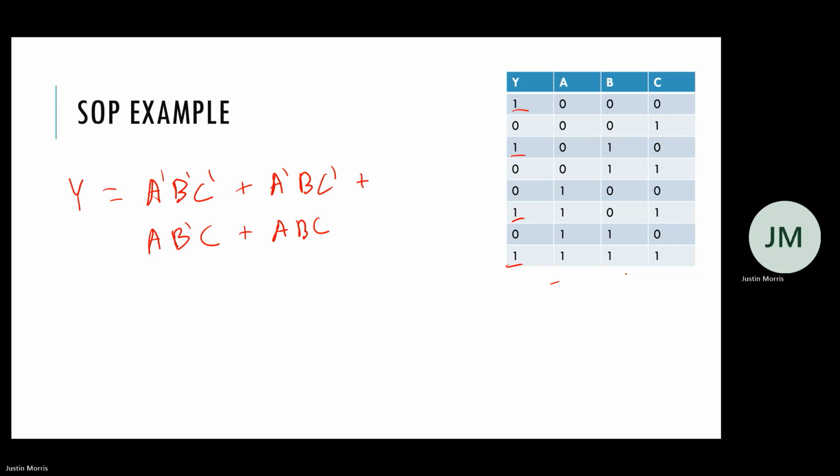Another way to write this, and this is also in your textbook in the reading, is the summation of minterms. We can just give the decimal representation of that row. So here, this is row 0, 0, 0, 0. So 0, 2, 5 and 7. Right? So y is equal to this.